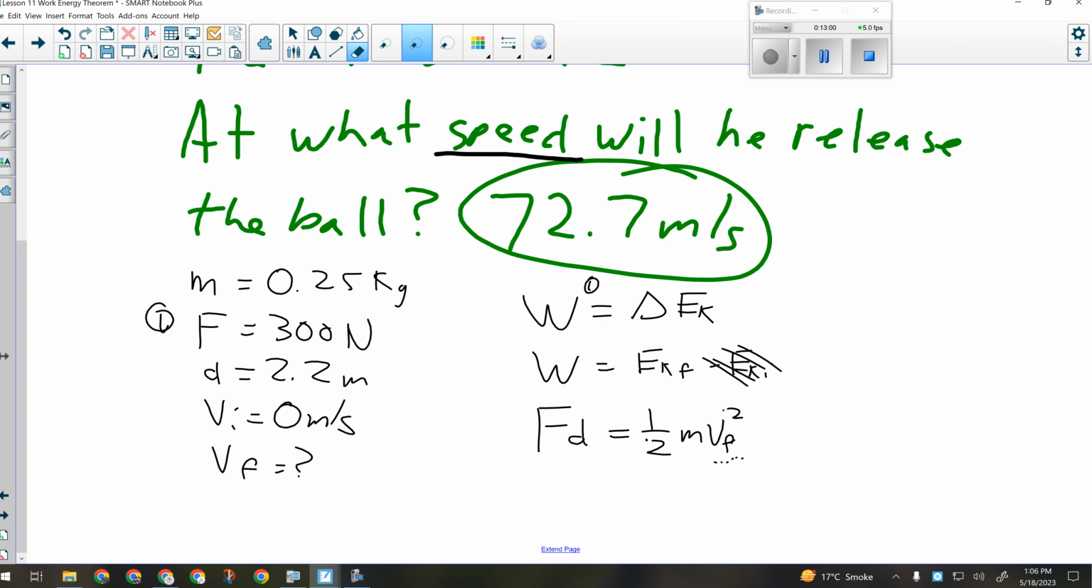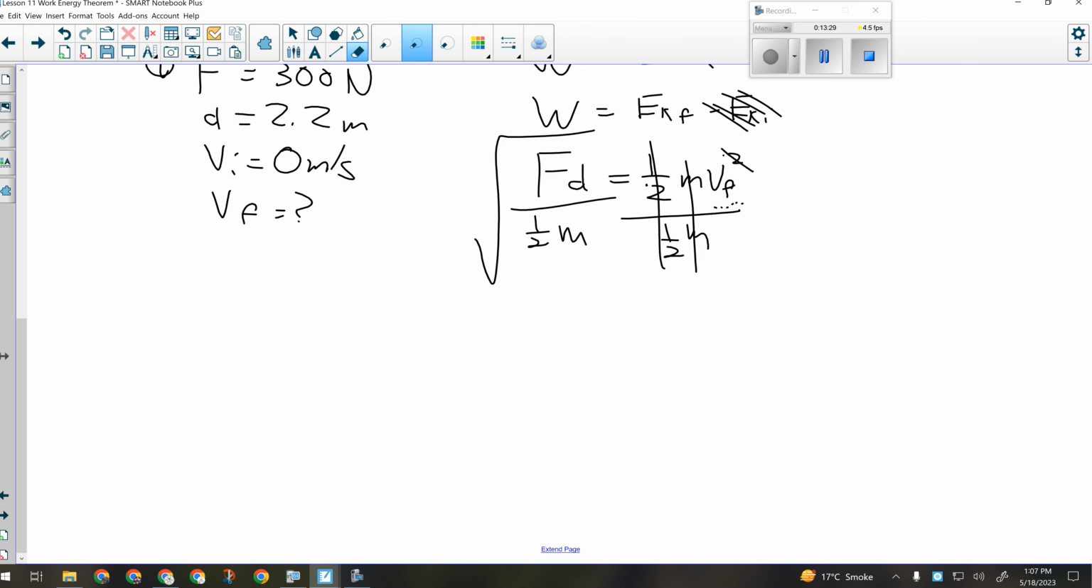So I want to leave vf where it is because it's on the top, and I want to solve for things when they're on top. What do I do with the half and the m? Divide them over to the other side. That leaves me with vf squared. I only want vf, so what do I do? Square root. Okay, so now I can plug in my numbers.